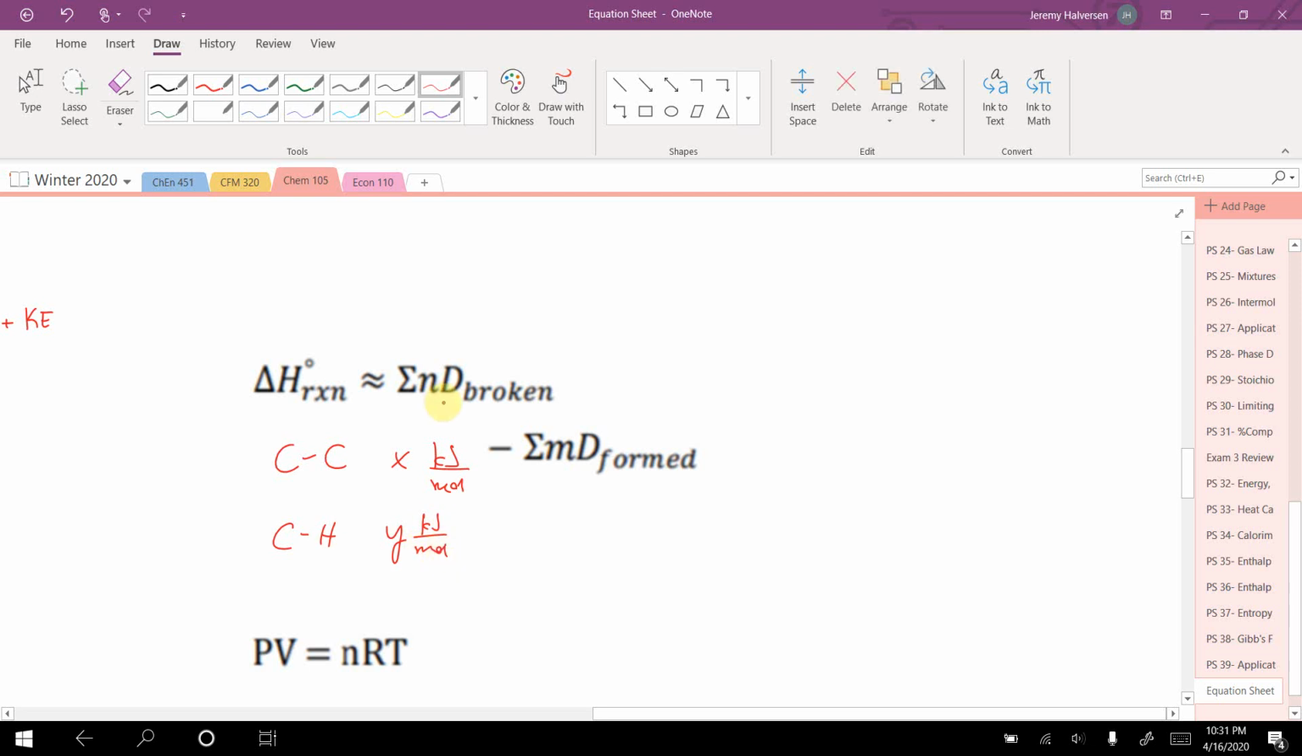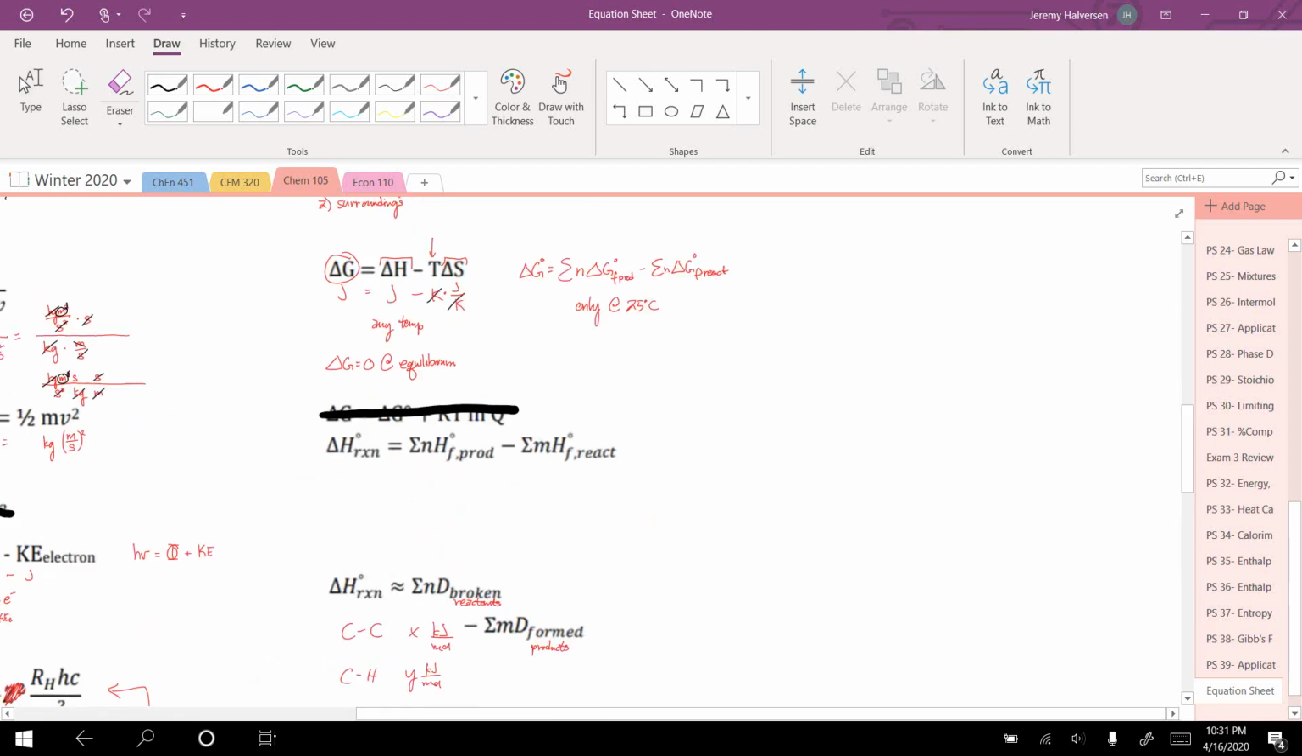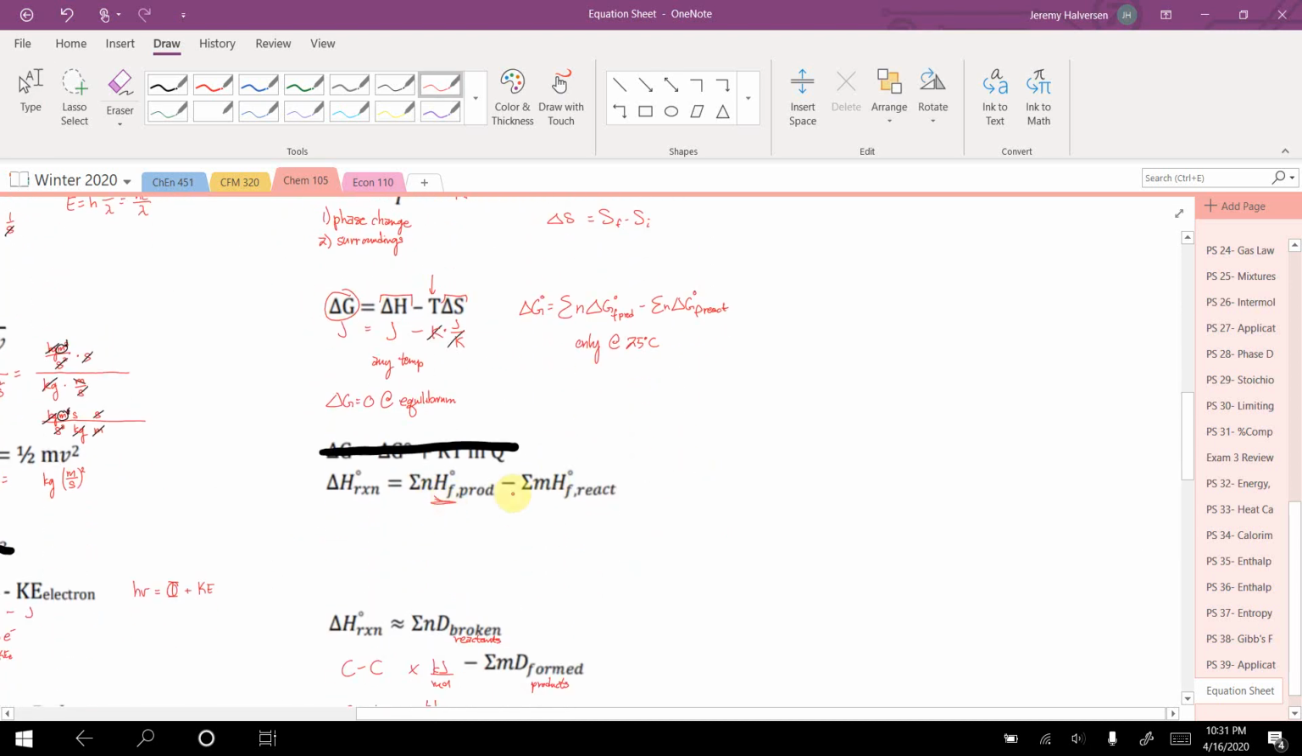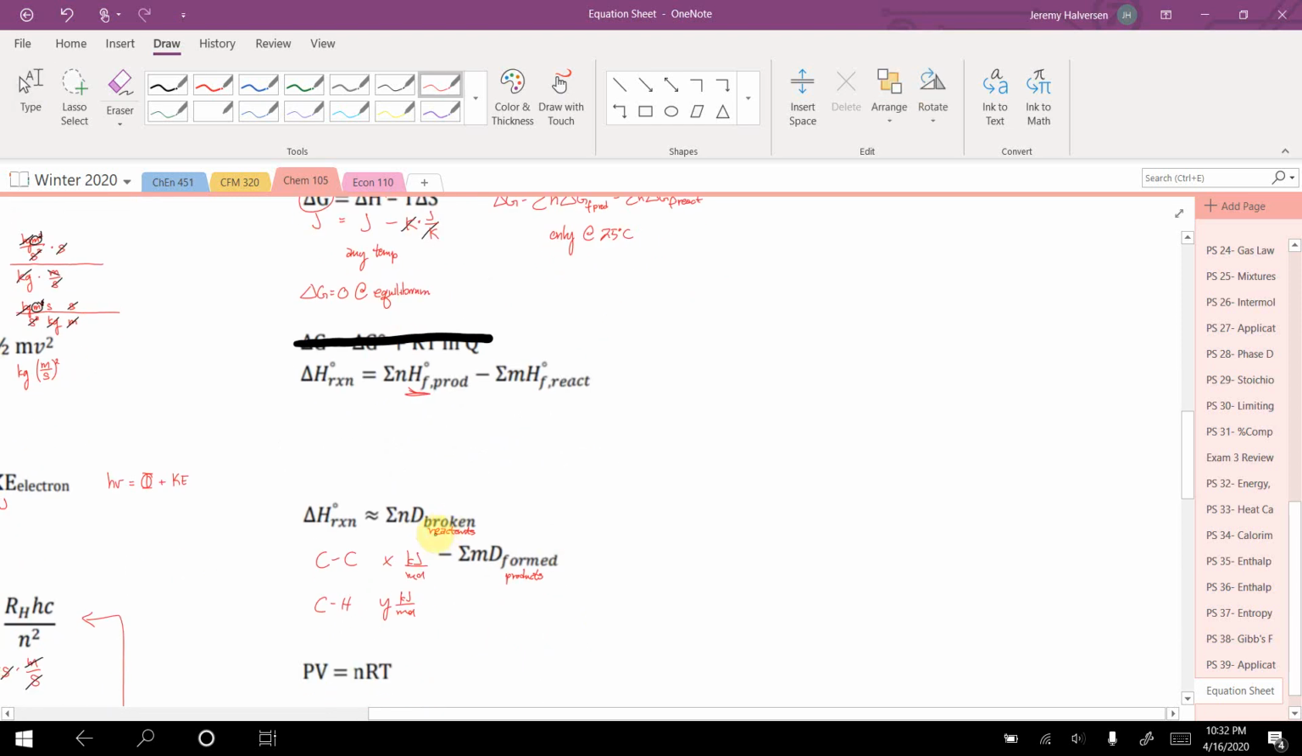If you were given those values, then you would draw your Lewis structures and find all the bonds that are broken, and then you would add up all of the enthalpies of those and subtract the enthalpies of all the bonds that are formed. That's like saying reactants, because the reactants are broken, minus products, because products are formed. Okay, so everything is products minus reactants, right? If I'm solving for delta G, products minus reactants. S, products minus reactants. H, using delta H of formation, products minus reactants. But if I'm using bond enthalpies to find my H, I'm doing reactants minus products.